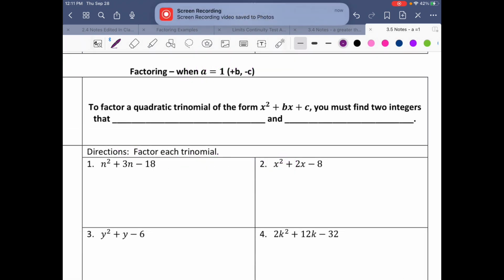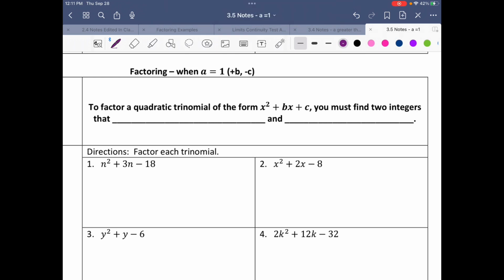And don't forget, I'm gonna keep having you write this: to factor a quadratic trinomial in the form x squared plus bx plus c, where the leading coefficient is a 1, find two integers that multiply to c and add to b.